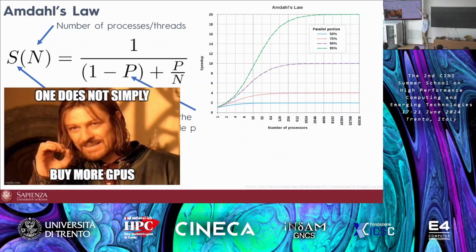If this fraction gets smaller, like 75%, which means that 25% of my code cannot be parallelized, that's gonna stop even earlier, like after 128 nodes. So that's a huge problem, which means that you cannot just keep scaling and buying more and more nodes. At some point, this will stop. Okay, you will not get any benefit.